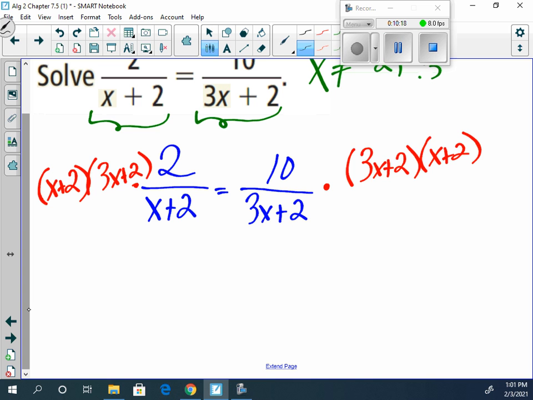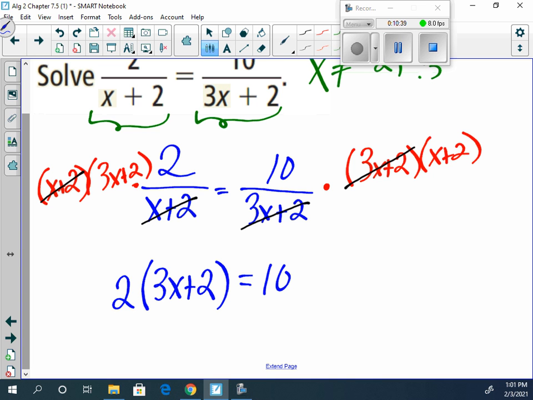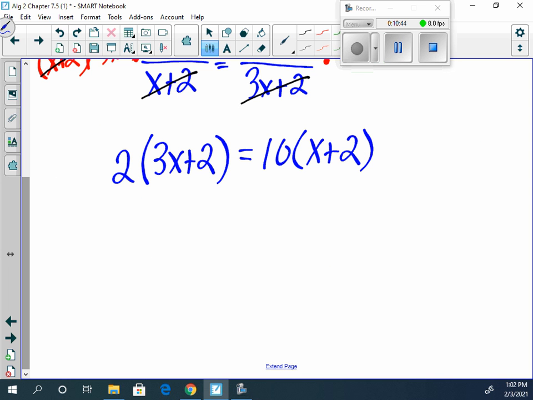Now let's see what simplifies. Well, on the left-hand side, the x plus 2 and the x plus 2 will cancel. On the right-hand side, the 3x plus 2 and the 3x plus 2 will simplify out. And what that leaves us with is 2 times 3x plus 2 is equal to 10 times x plus 2. And we're left with this here. Any questions on any of this here so far?